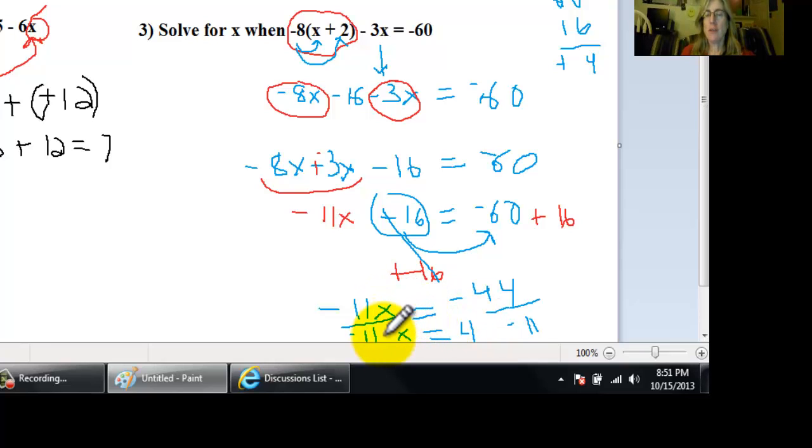This step here is very important. Remember, if you want to separate the 11x from the minus 16, you have to add 16 to both sides. And that moves the 16 out of this side. And now in this situation, you have 11 times x. So you're not adding or subtracting, but you're going to do the opposite of multiplication to take the 11 away from the x and have the x by itself. But if you divide by 11 here, you have to divide by 11 on the other side.